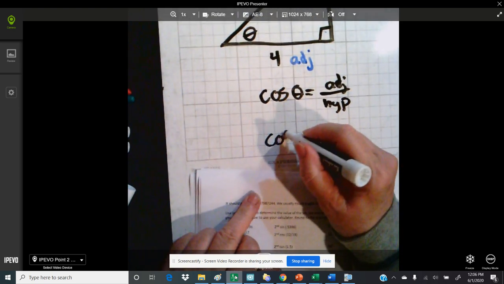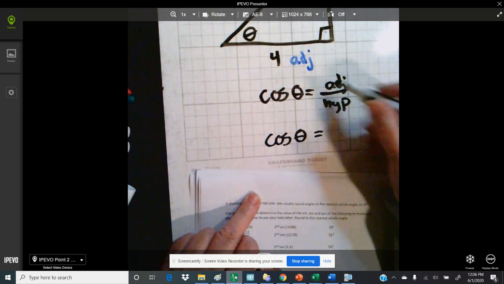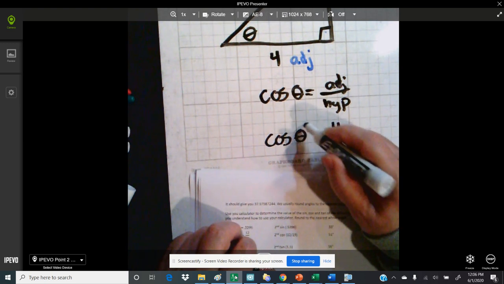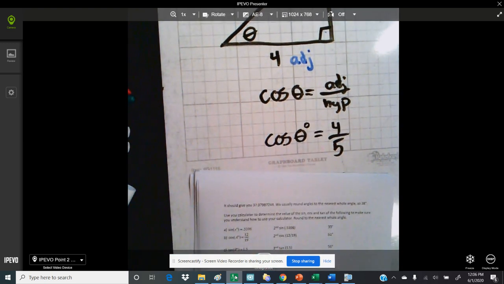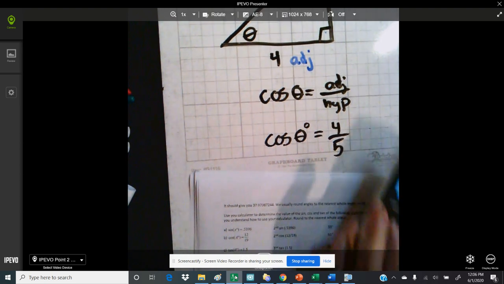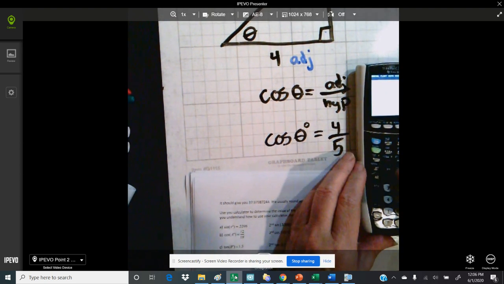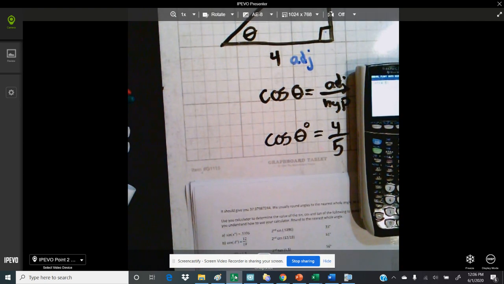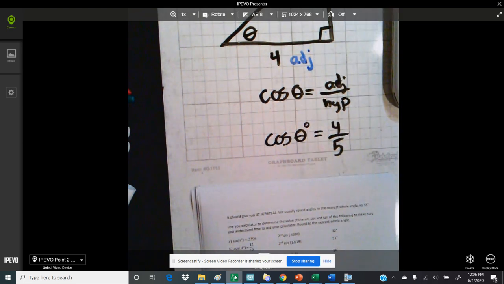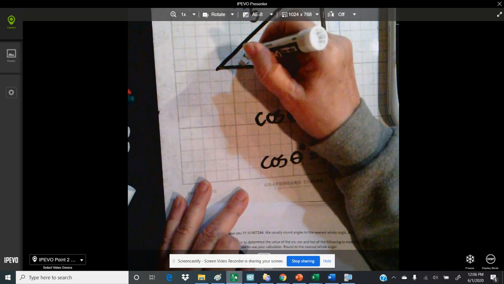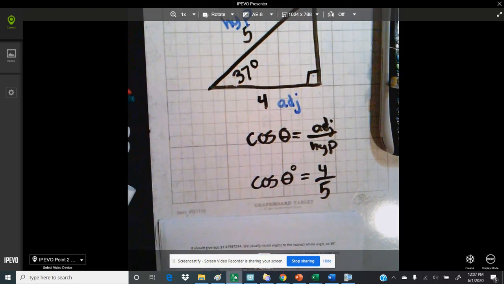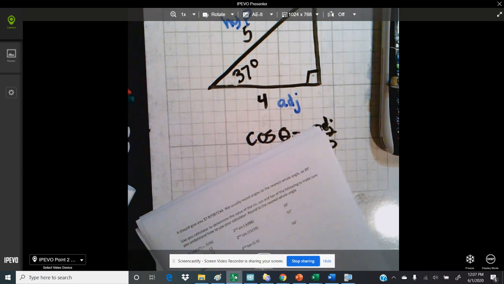The cosine of the angle that we don't know: the adjacent is 4, the hypotenuse is 5. It's an angle measure that I want to find, so I'm going to have to use the second button on my calculator. I'm going to go second cosine 4 divided by 5, and I'm going to get 36.869, or 37 degrees. So I know that this angle here is 37 degrees. That's how you can find angles using your sine, cosine, and tangent. Let's try another one.